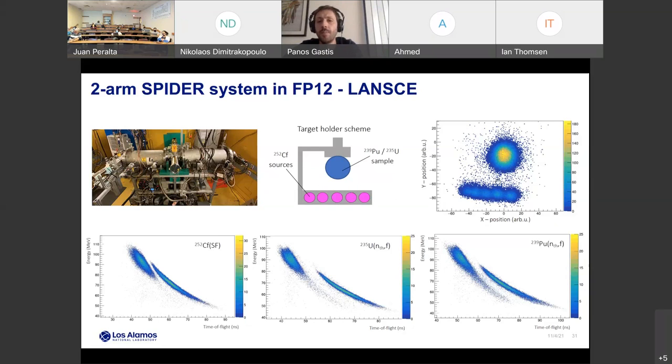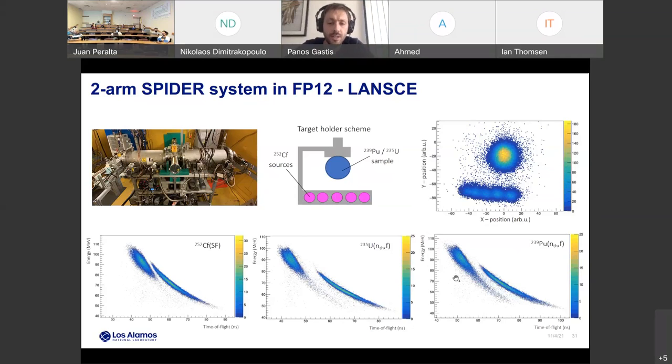Here on the right, you see the reconstructed positions of the fission events that we measure by using the position signals of the MCP detectors. So as you see, we can really nicely reconstruct the geometry of our target holder. And this gives us the capability of analyzing various different samples simultaneously. We can have californium spontaneous fission and neutron-induced fission from plutonium or uranium at the same time and analyze them at the same time. Now this is a useful capability because in principle it can be used for calibration of the system when we have californium at the same time with a sample there.